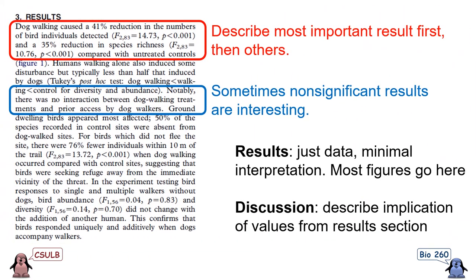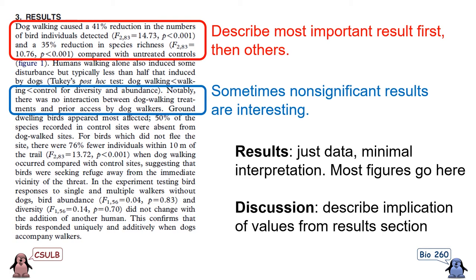Now we finally get to the results section, and it generally starts by presenting the most interesting and important result first, so that it doesn't get buried among all the other results in the section. For this paper, we can see that they identified dog walking as reducing the number of birds observed relative to the control, both in terms of number of individuals and in terms of number of species.